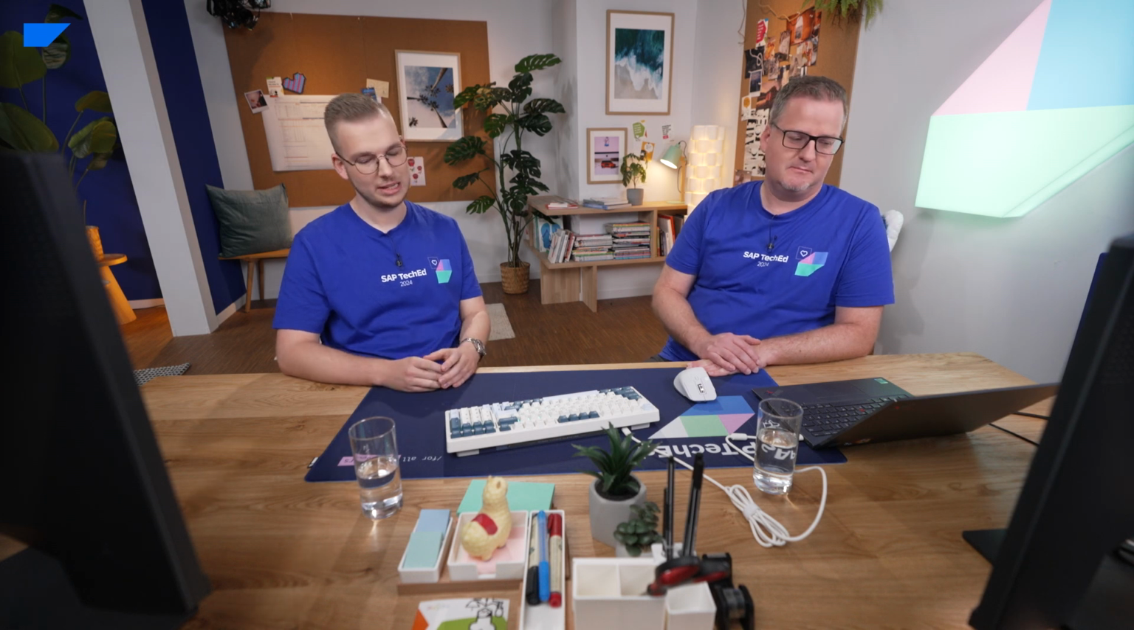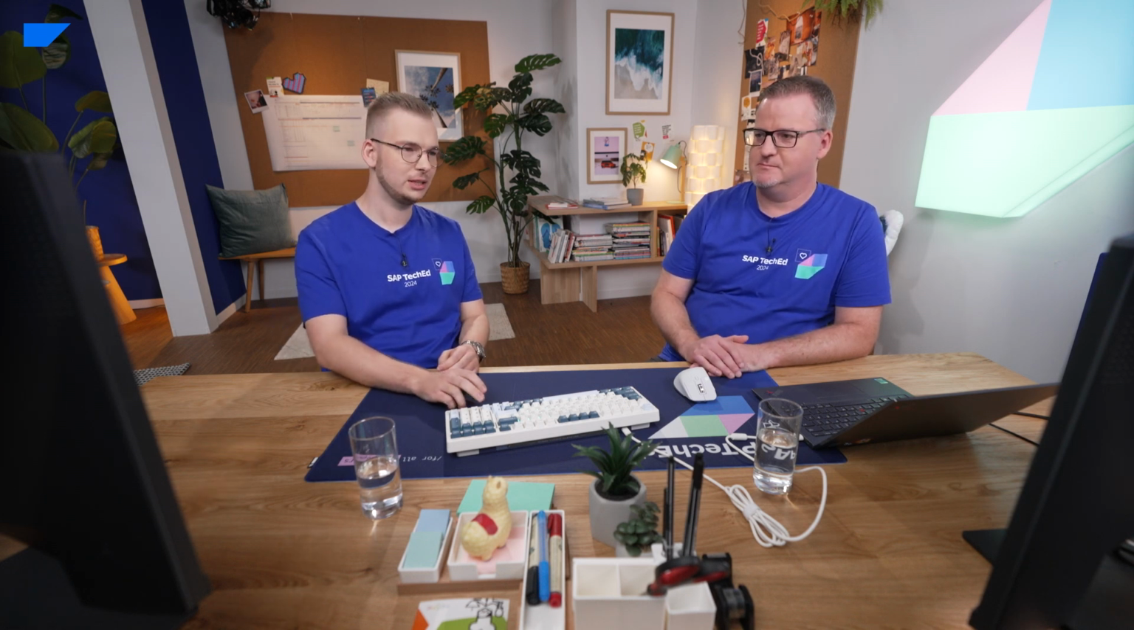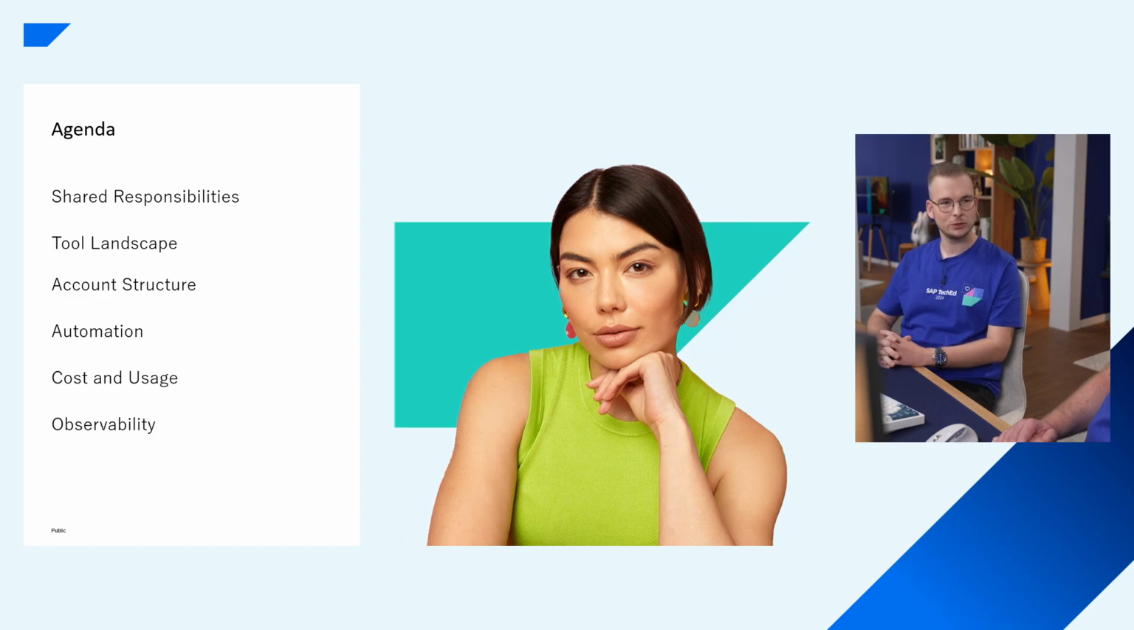So we have a couple of interesting topics with us in our bags, so I will quickly jump over our agenda. First we start with the responsibility model for BTP, then we continue with a small overview of tools for operations, and then we give you some recommendations and a small demo on how to structure the BTP accounts, a little bit of automation topics when it comes to setting up the accounts. Costs and usage is also very important, so also an overview of that. And to close the session, we have the topic of observability.